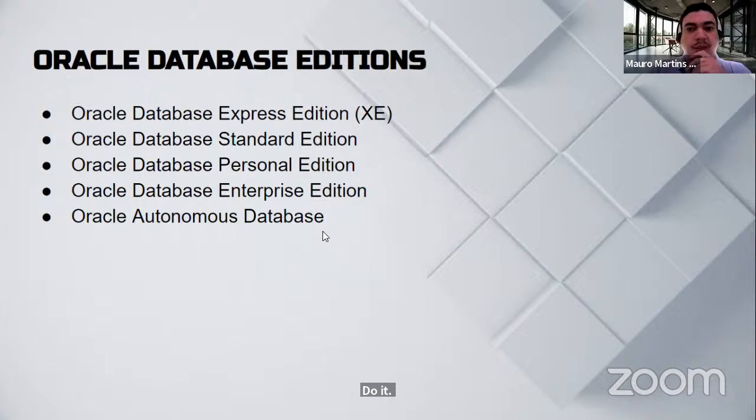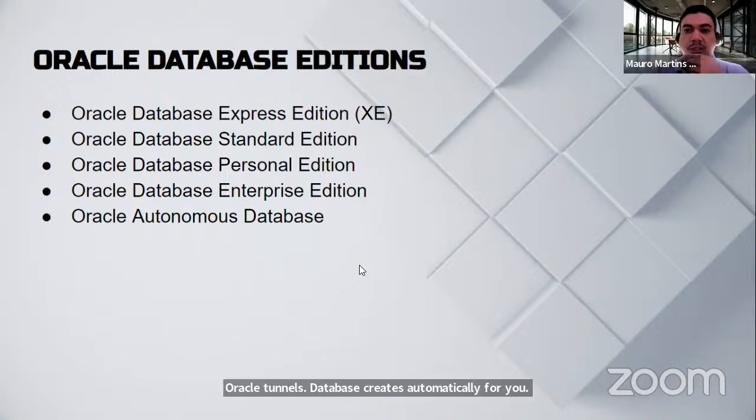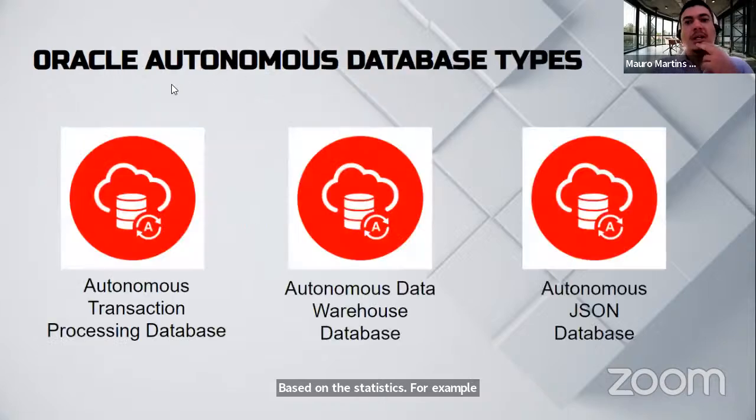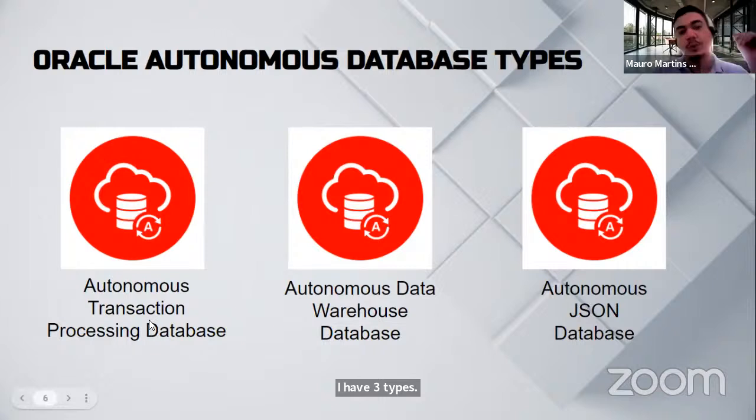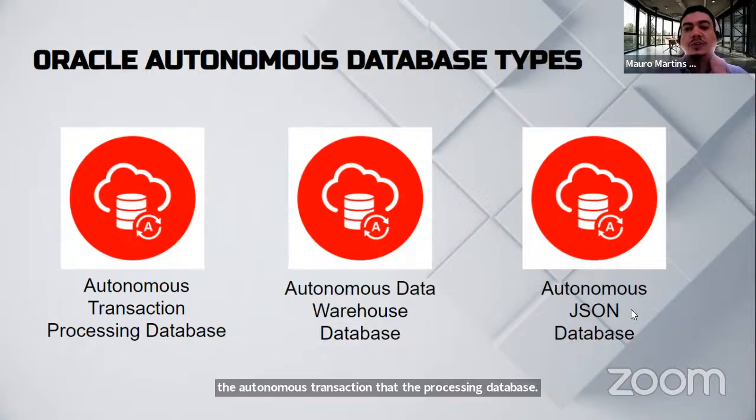Okay. For index creation, Oracle Autonomous Database creates indexes automatically for you based on statistics, for example. There are three types of autonomous database: Autonomous Transaction Processing database, Autonomous Data Warehouse database, and Autonomous JSON database.